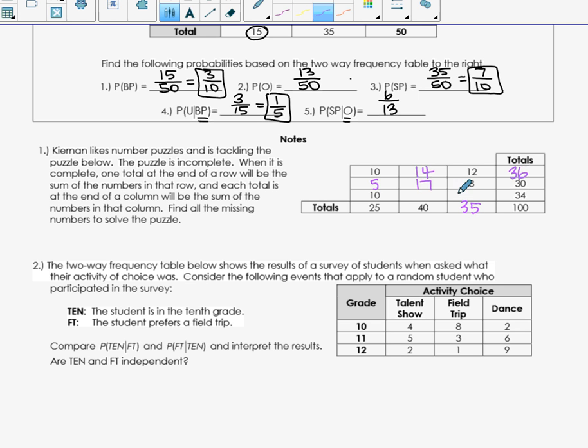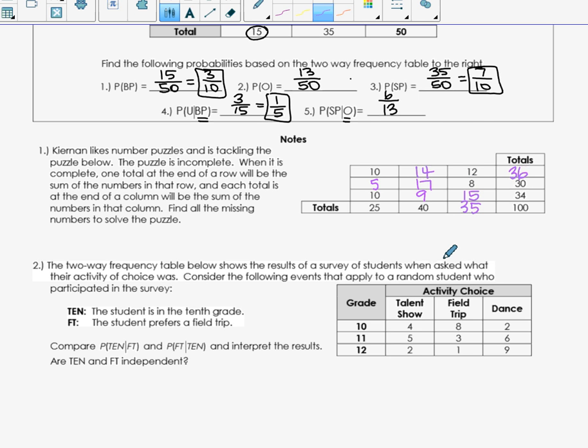So now you can go back and finish these two off. 12 and 8 is 20, so this has to be 15 in order to make that work. And then 14 and 17 is 31, so 9 more to make that work. So now if I add 10, 5, and 10, I get 25. 14, 17, and 9, I get 40. 12, 8, and 15, I get 35. Then same thing here, you could also go across the rows. 10, 14, 12 gets me 36. The sum of 5, 17, and 8 gets me 30. So it should work both ways.